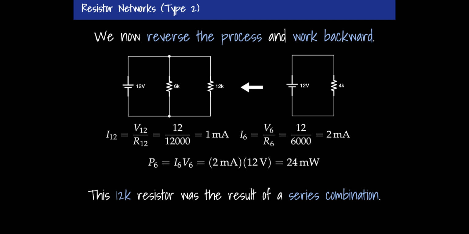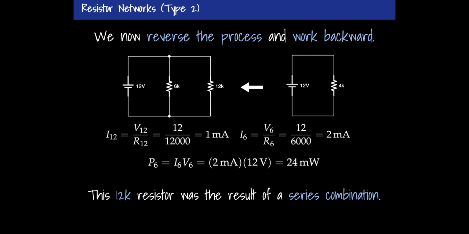Now, this 6K resistor does actually exist in my circuit. That's a real one. That was part of the original circuit. So I'll calculate its power. P6 is I6 V6, which is 2 milliamps times 12 volts, which is equal to 24 milliwatts. Right off the bat, out of my 36 milliwatts of power, that 6K is really taking up a lot of the power. This 12K that exists here is not a real resistor from the circuit.